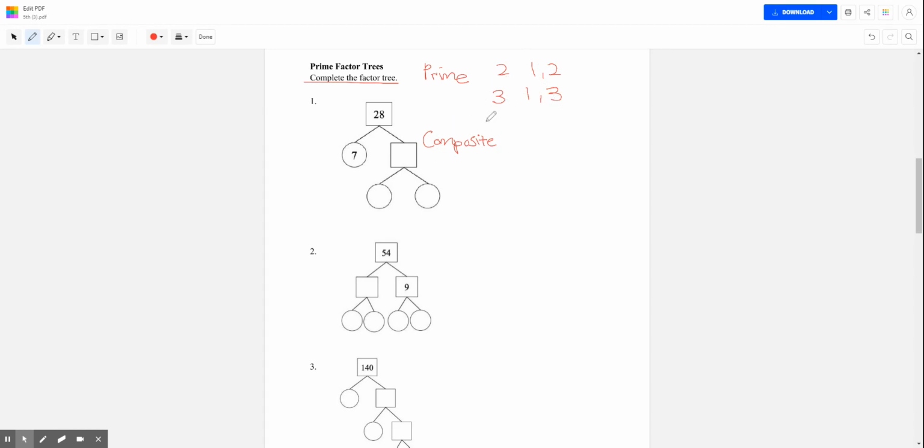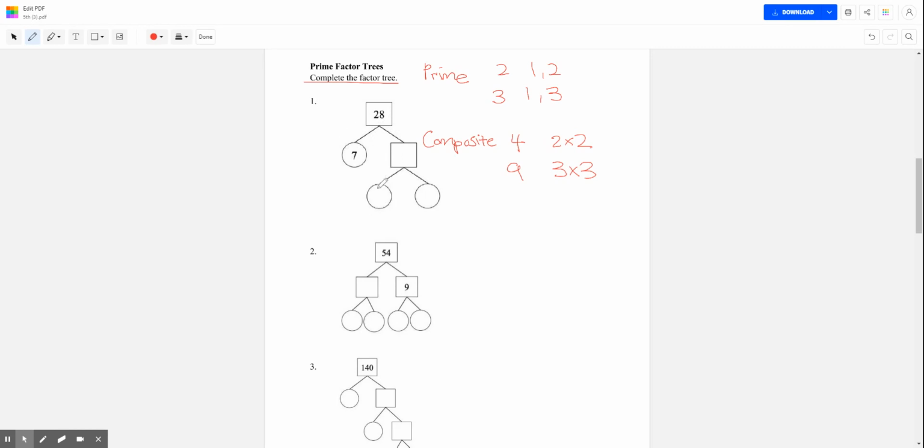Composite numbers are numbers that are made up of prime numbers. So for example, 4 is a composite number because you have to multiply 2 times 2 to get 4, and these are prime numbers. 9 is also another composite number because you have to multiply 3 and 3 to get 9. And we have to use these to complete the factor tree. We're factoring the composite numbers until we only get prime numbers.